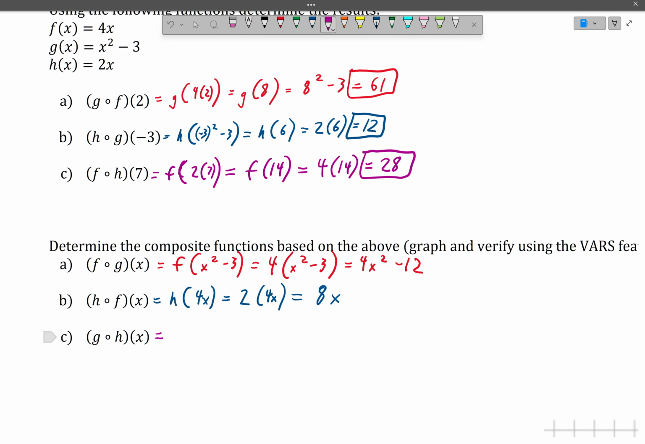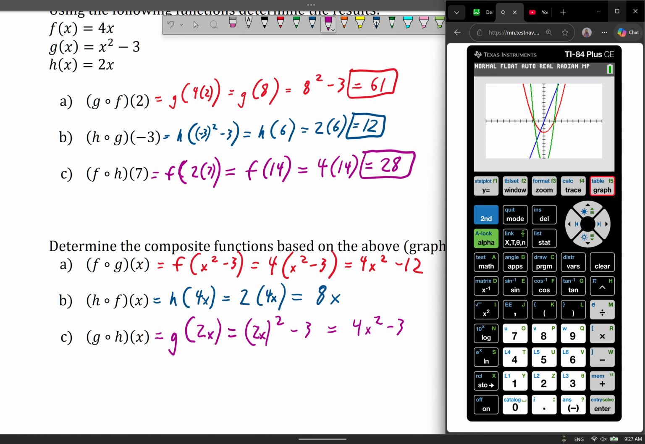This next one is g of h of x, so we're going to write g of h of x, which is 2x. Now we're going to put in the 2x inside the g function. So instead of the x, we're putting in 2x. So again, this is instead of the x in the g function. So when we simplify this, it becomes 4x squared minus 3.